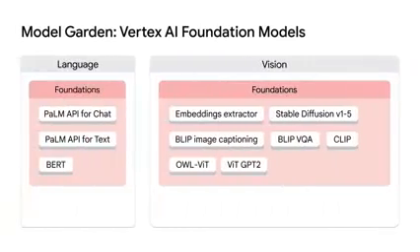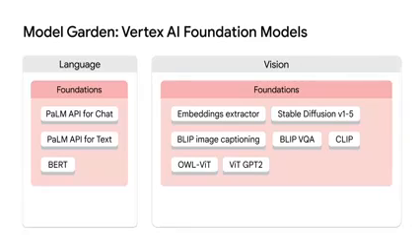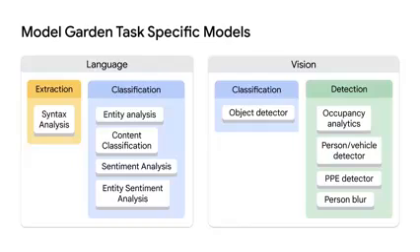If you're looking for foundation models, Vertex AI offers a model garden that includes foundation models. The language foundation models include Palm API for chat and text. The vision foundation models include Stable Diffusion, which has been shown to be effective at generating high-quality images from text descriptions.